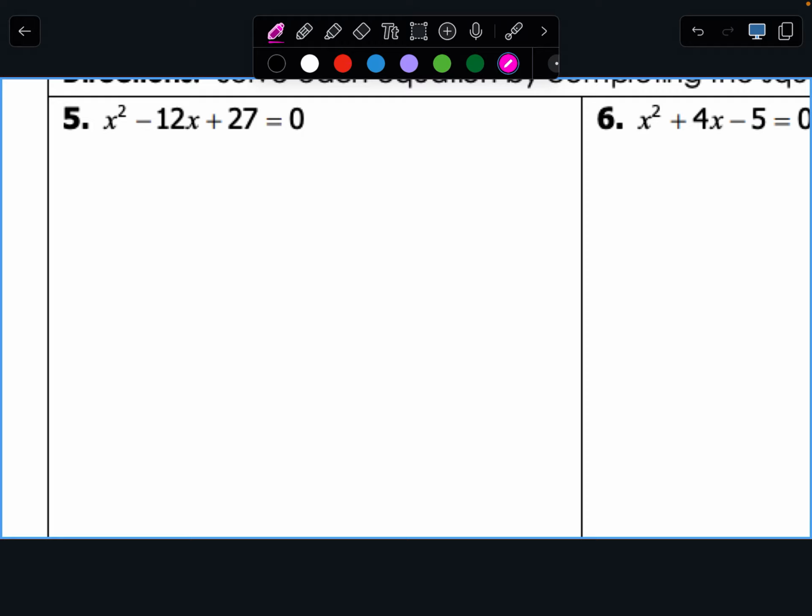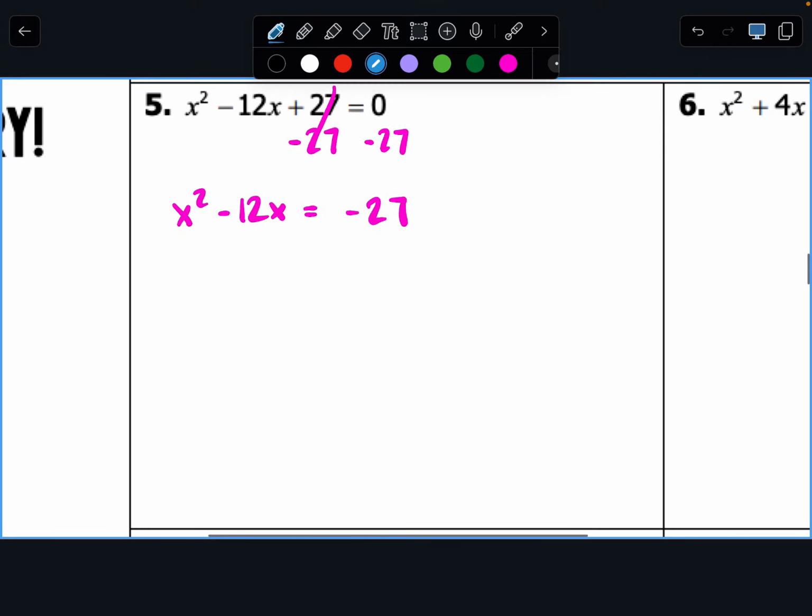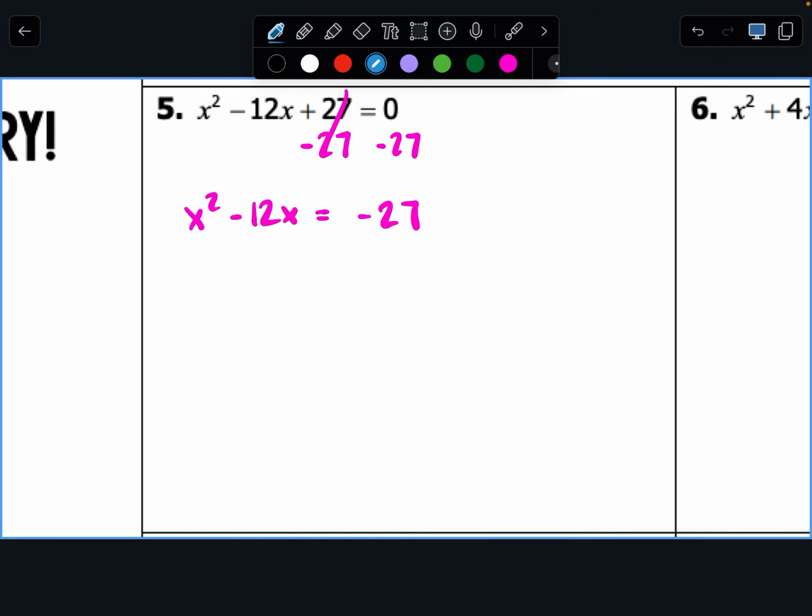First up, I want to get my x's on the left and my c on the right. So my constant needs to be on the right. We're going to subtract 27 from both sides. Now I have x squared minus 12x equals negative 27. Second step, I want to complete the square. I want the left side to be a perfect square trinomial. In order to do that, I use my trick. b equals negative 12. So I can make it into a perfect square if I take half of b, negative 6, and square it, which gives me 36.